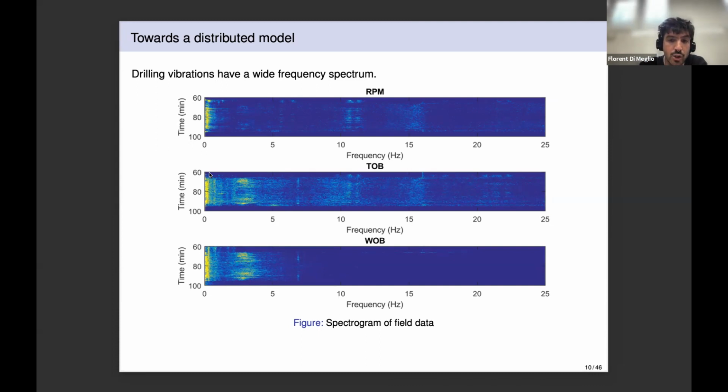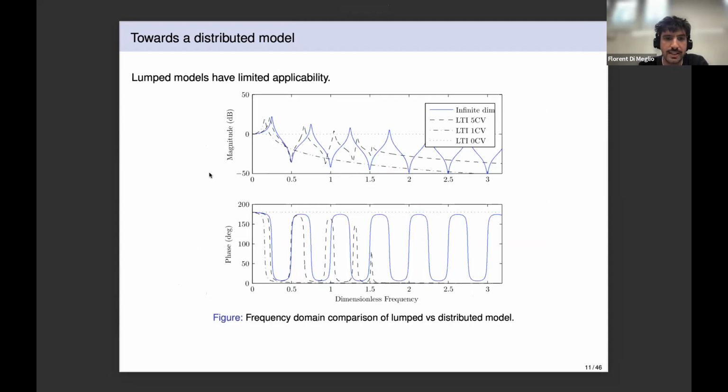And if you look at the torque dynamics, or the spectrogram of the torque in the middle, you have things that are much higher, in the range of 10 to 15 hertz. And so this motivates the need for models that are relatively accurate at high frequency. That means you need to take into account the distributed nature of the model. The reason is that if you use lumped models, as frequency gets higher, the approximations get worse and worse.